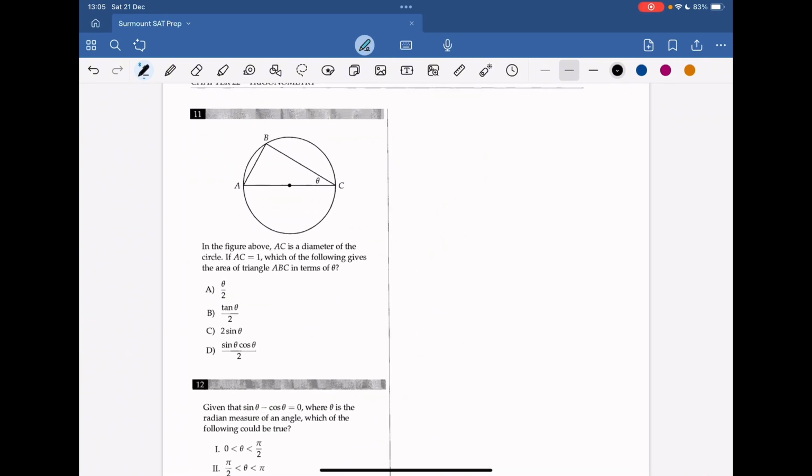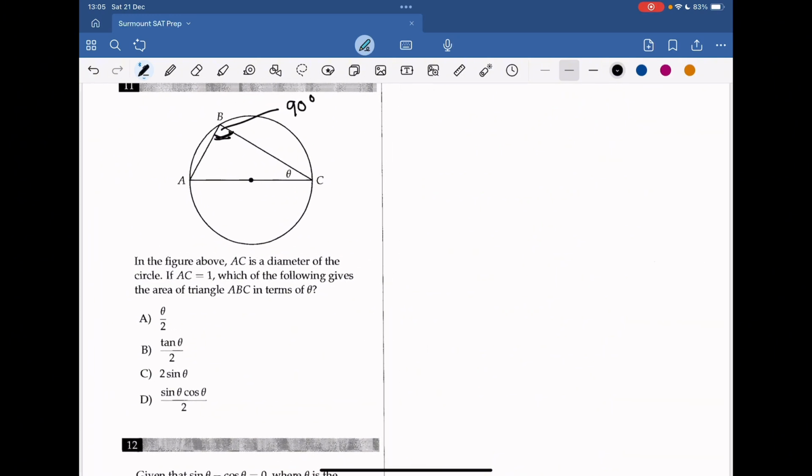Alright, let's move on to question 11. In the figure above, AC is the diameter of the circle. If AC is equal to 1, which of the following gives the area of triangle ABC in terms of theta? So the angle ABC here should measure 90 degrees, because every time a triangle is inscribed in a semicircle, this angle is always 90 degrees. So that's something you must remember.